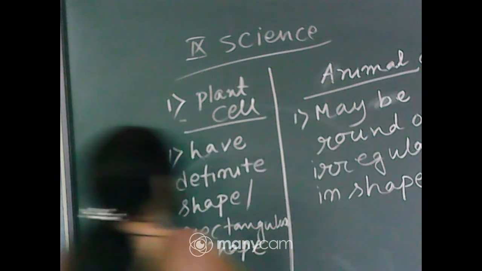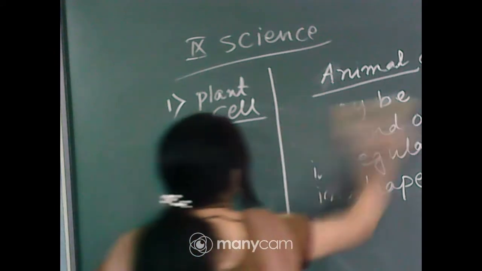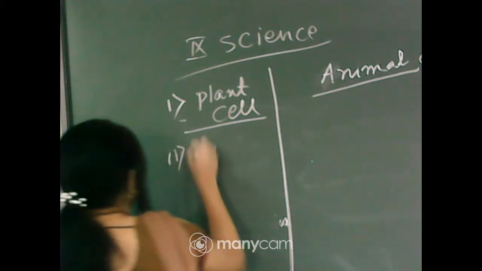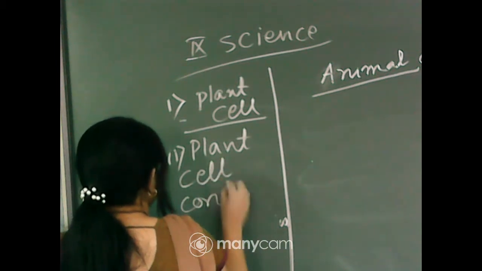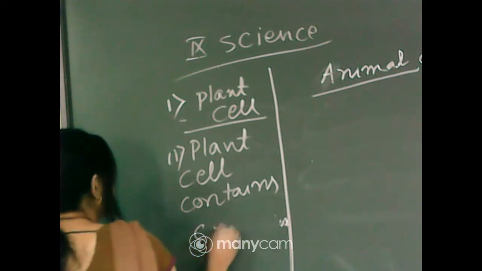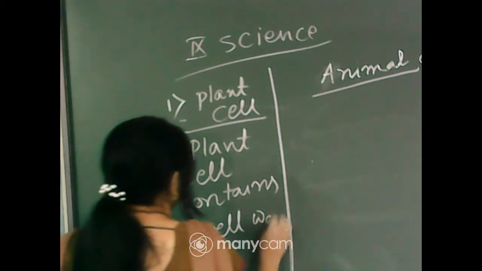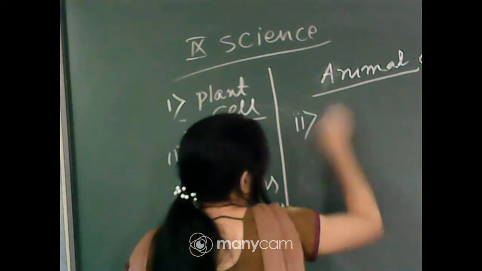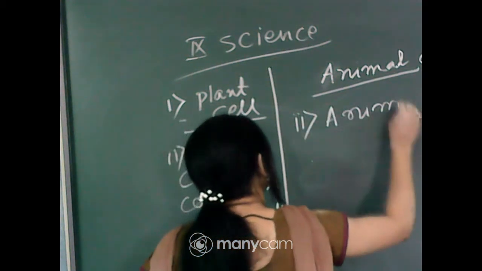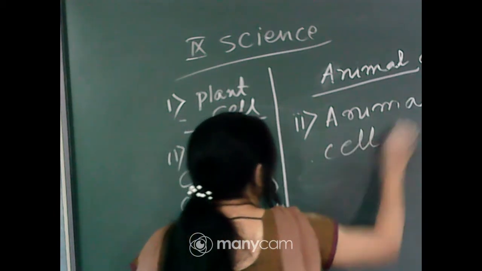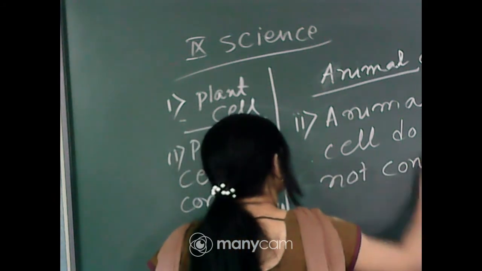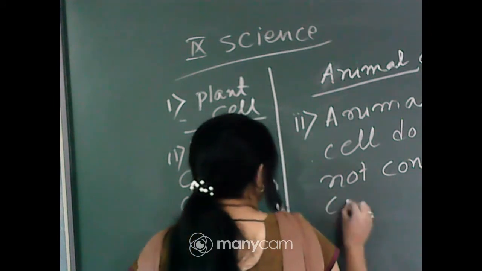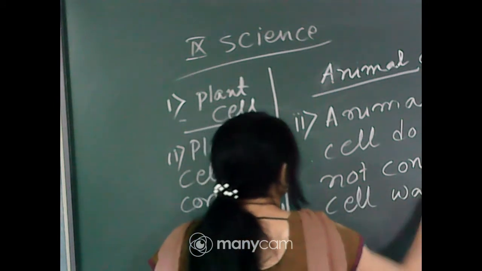Second one, plant cell contains a cell wall, but the animal cell does not contain any type of cell wall.